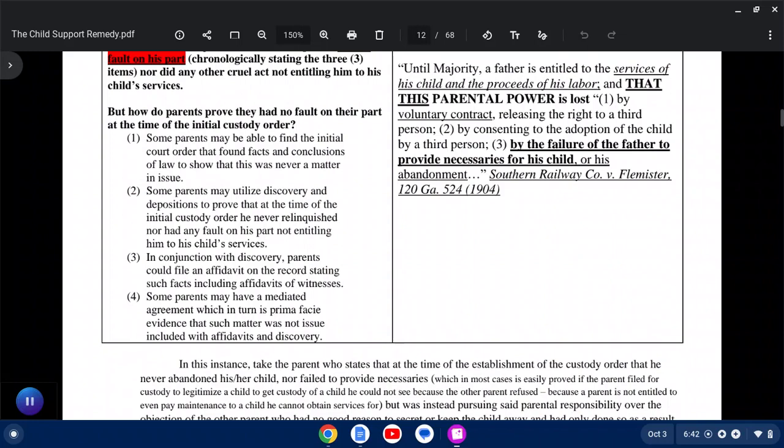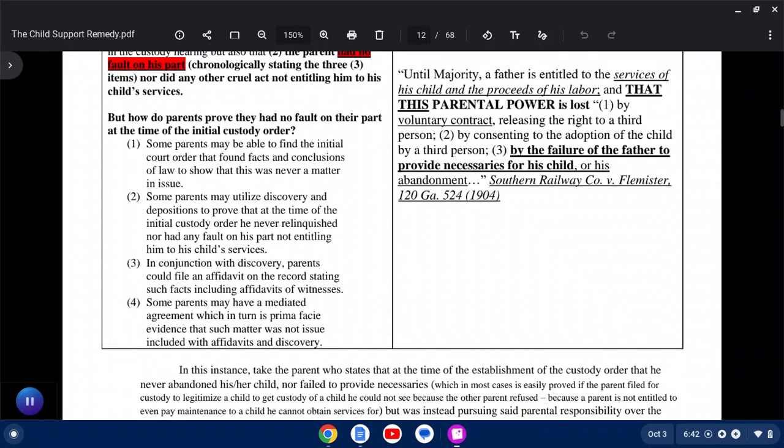In conjunction with discovery, parents could file an affidavit on the record stating such facts, including affidavits of witnesses. Some parents may have a mediated agreement, which in turn is prima facie evidence that such matter was not at issue, included with affidavits and discovery.